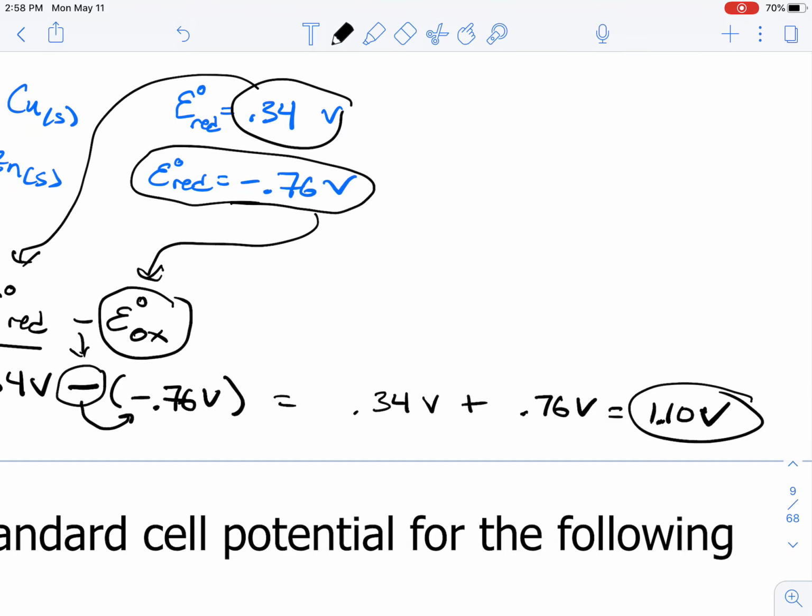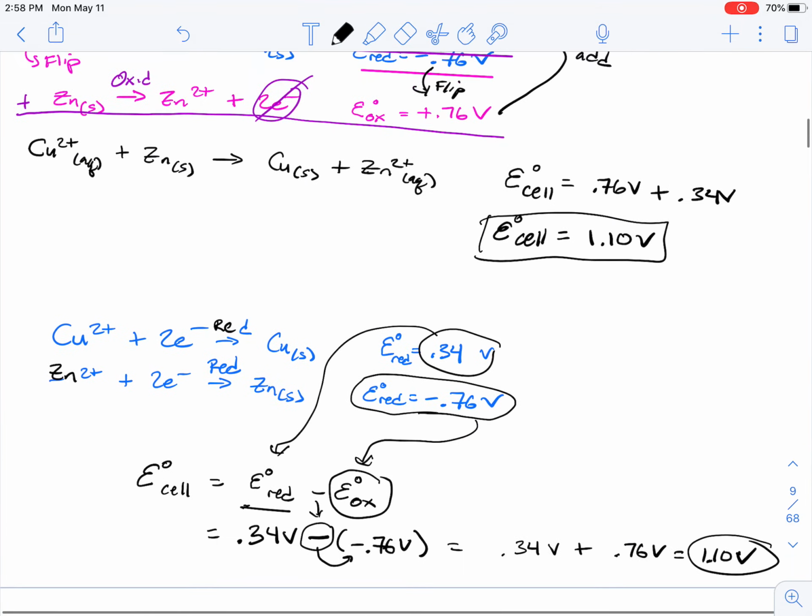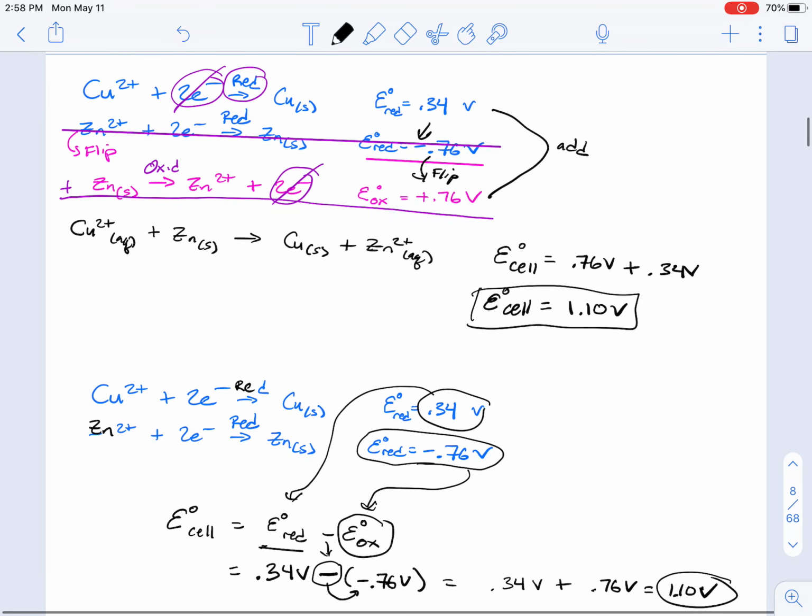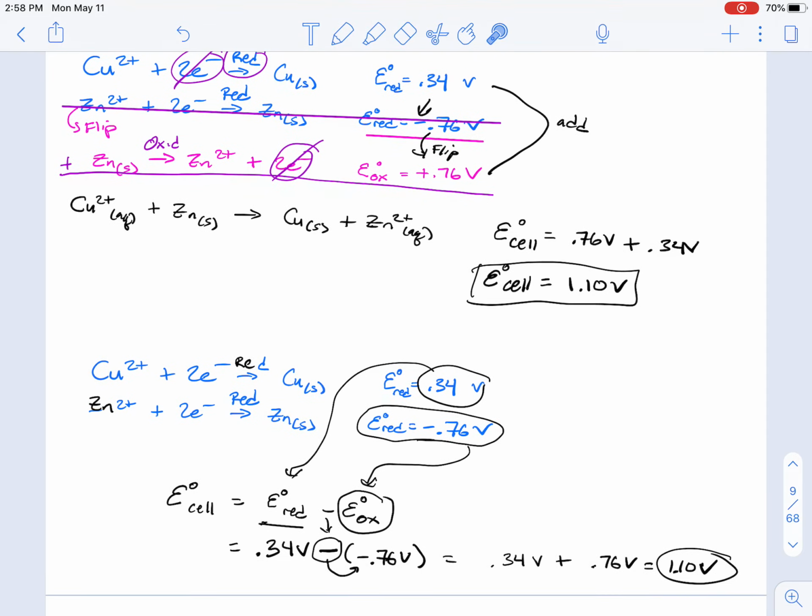So notice that the answer that I get is the same. So you guys have two options of being able to calculate the standard cell potential. You can go ahead and just grab the standard reduction potentials and then plug them into this equation, but make sure that you're plugging them in to represent the standard potential for reduction and the standard potential for oxidation.